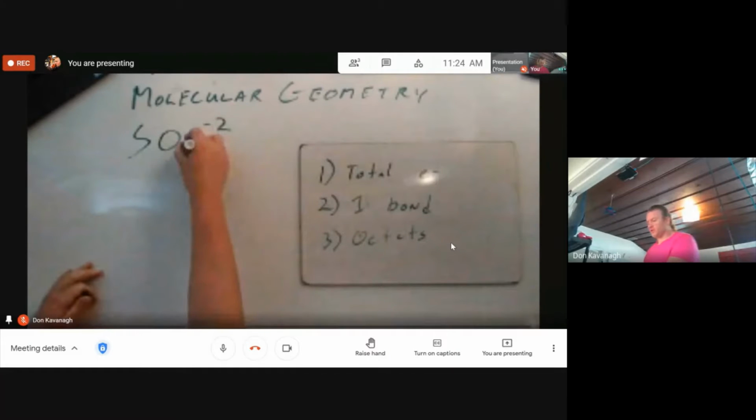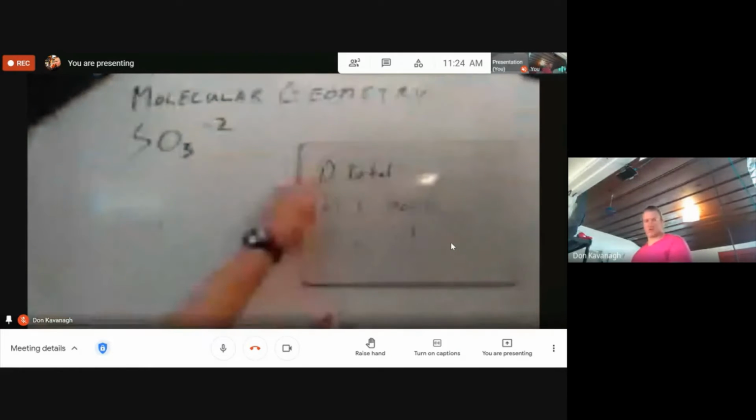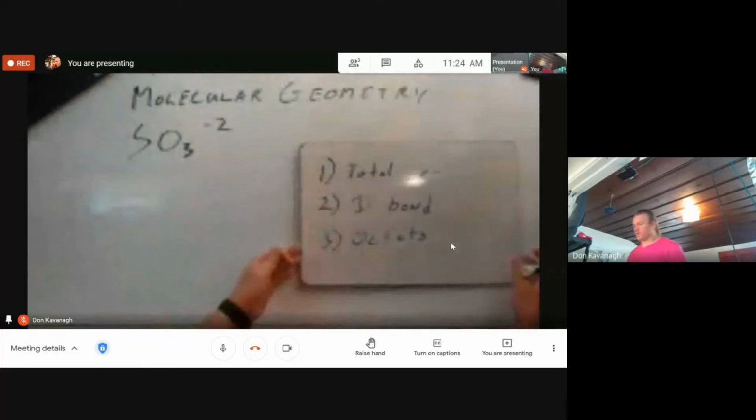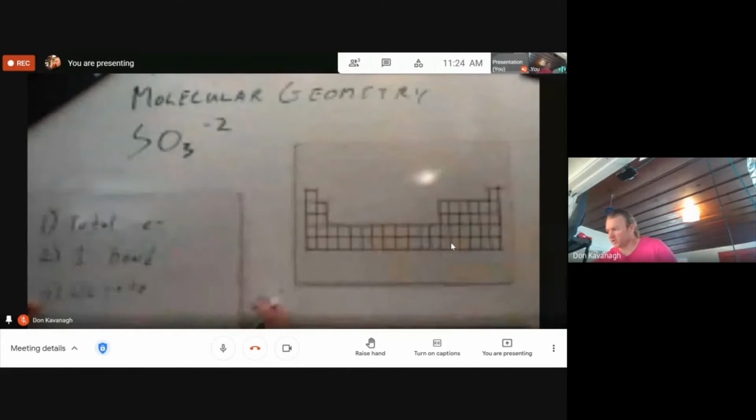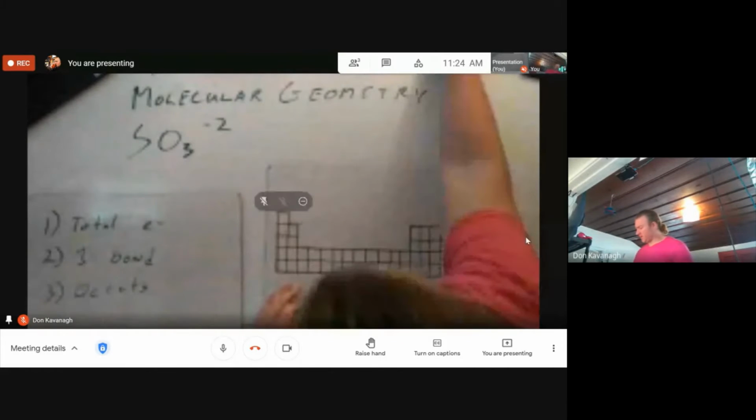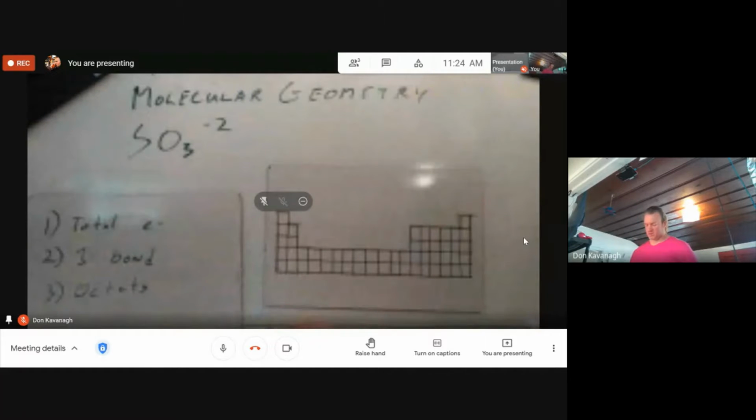To start with our Lewis dot structure of sulfite, we need to determine our total electron count, the number of valence electrons that are going to be present in there. Now, if we look at our periodic table here to get our valence electrons, sulfur is only going to bring 6 valence electrons to the party.